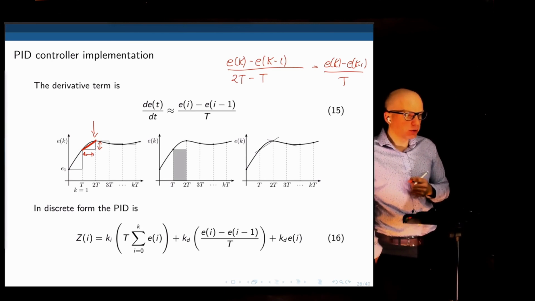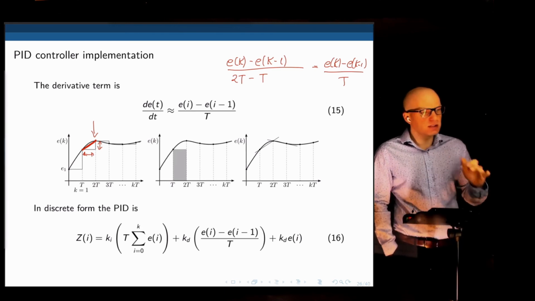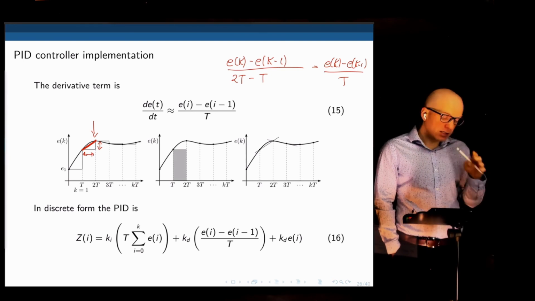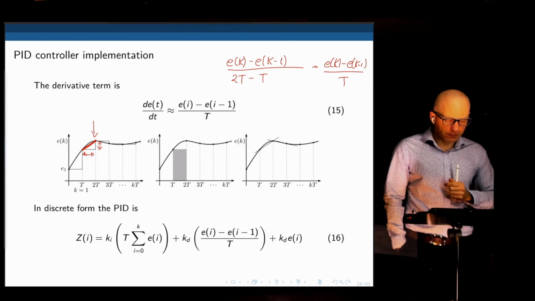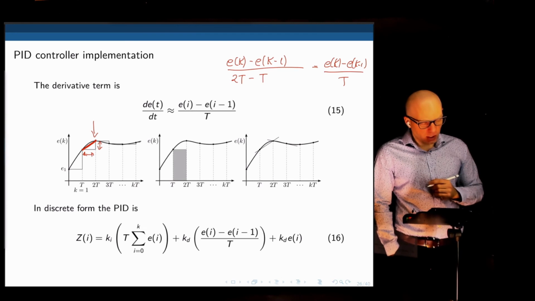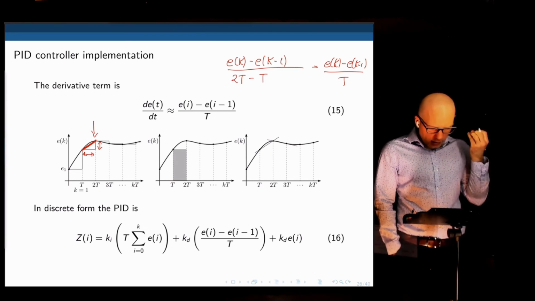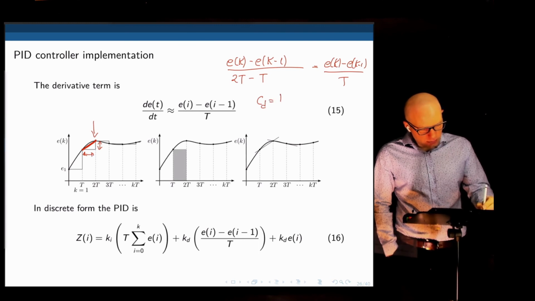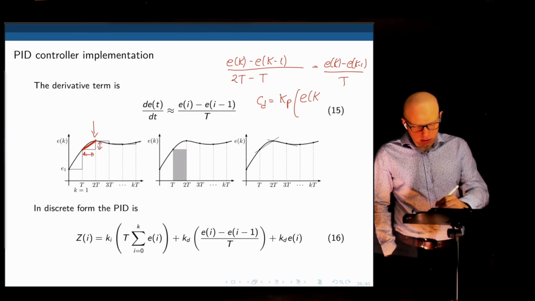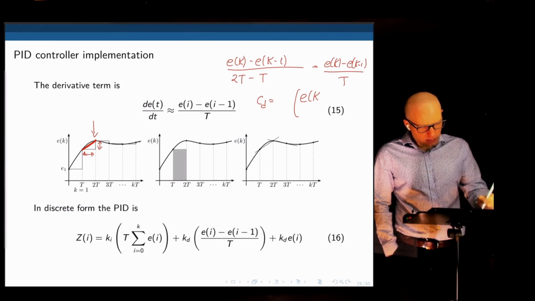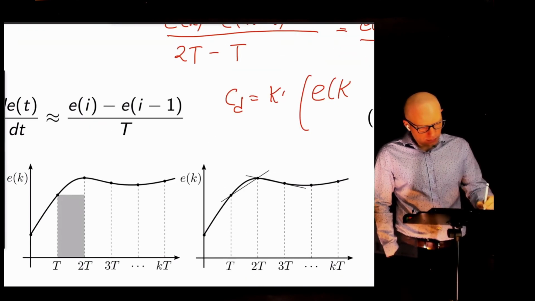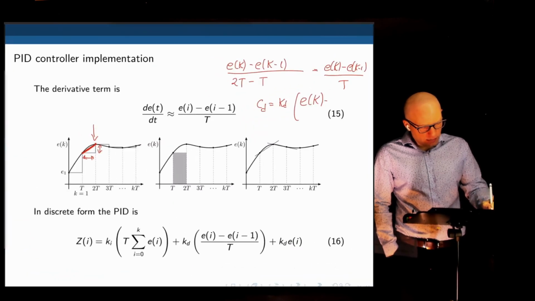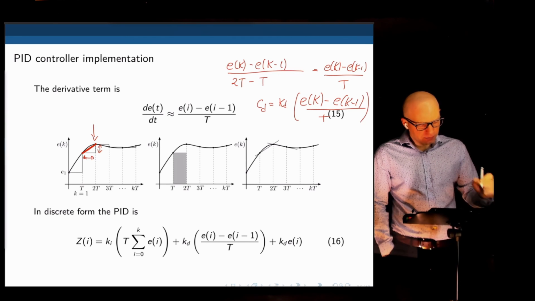Right, this is a very rudimentary application because this signal in reality will be very noisy. It is likely that this will require further processing. So this is the slope at that time. So the derivative gain would simply be Kd times the error at K minus the error at K minus 1, divided by T.